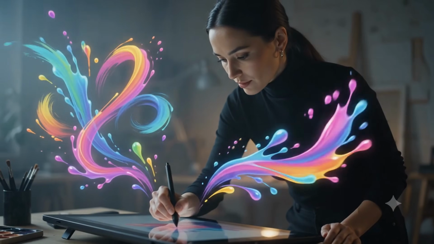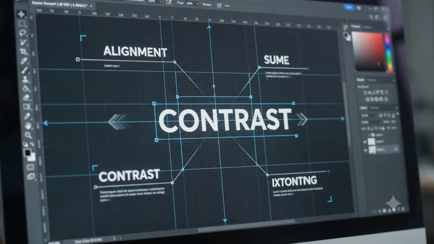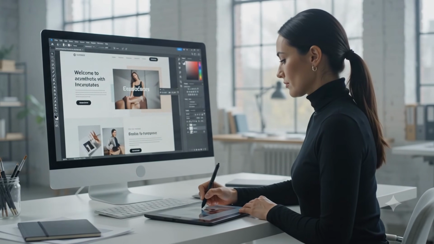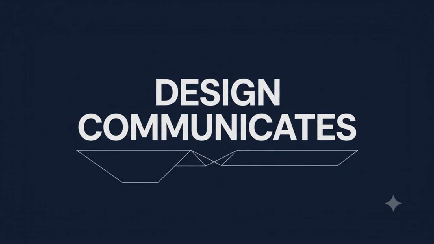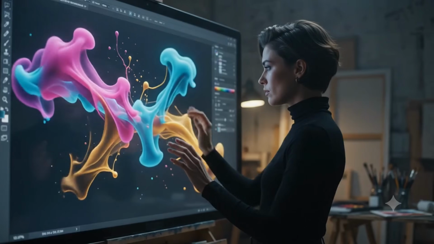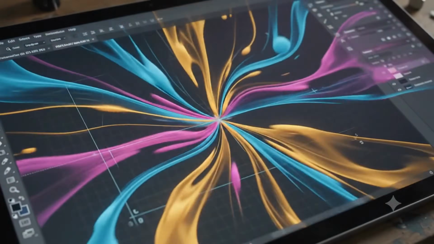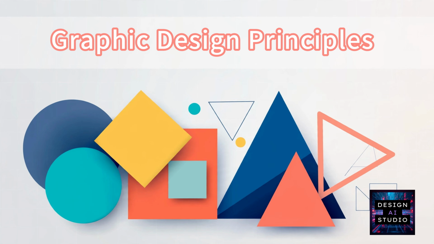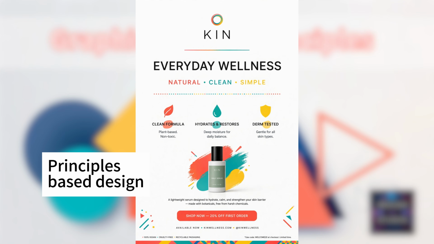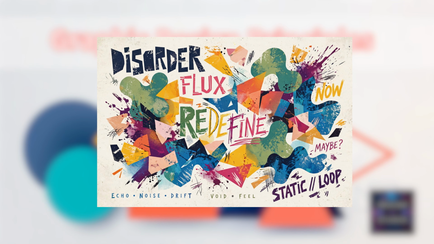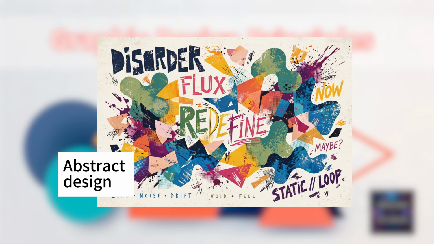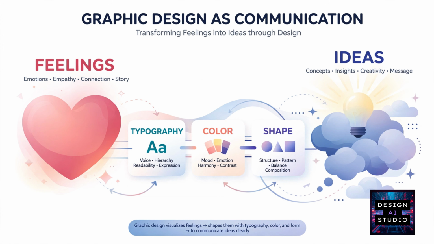Art is an expression of the artist's mind. What they see and feel, they express. But in commercial design, the goal is clarity. Design principles bring consistency and make the message clear. That's why principle-based designs are preferred over abstract ones. They just work better.